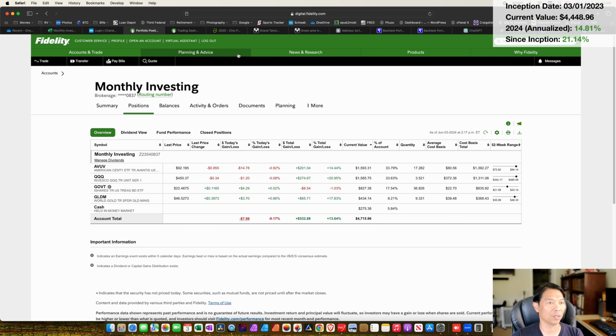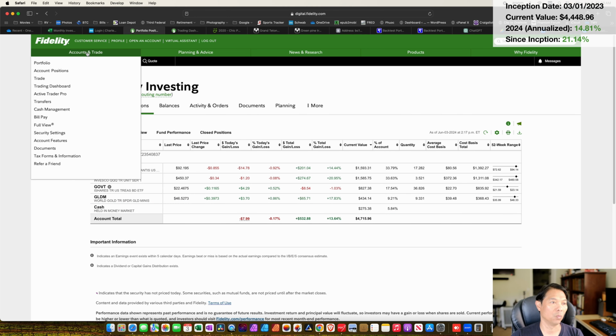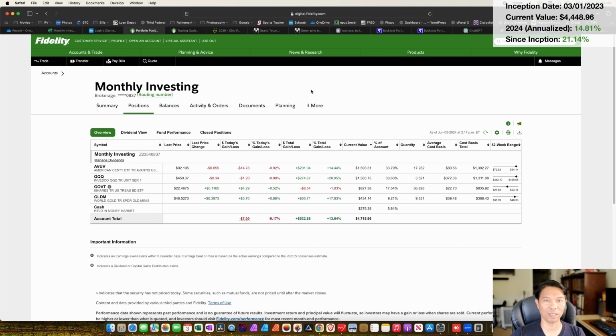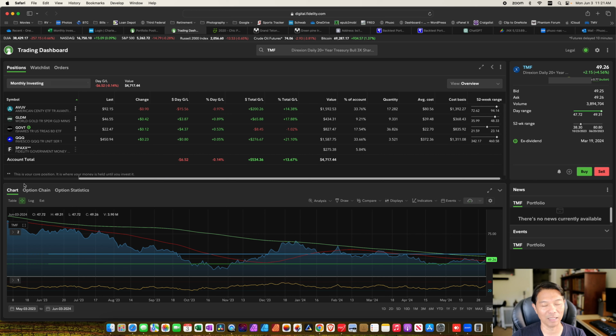For that, I'm going to use Fidelity's trading dashboard, which you can get under accounts and trade, going to trading dashboard. I'm using the trading dashboard because I like the interface and how quickly it works. I'm not suggesting that you use it to trade, although I think that's what most people use it for, or that's the intention from Fidelity. But again, I don't do that, so take that as you will.